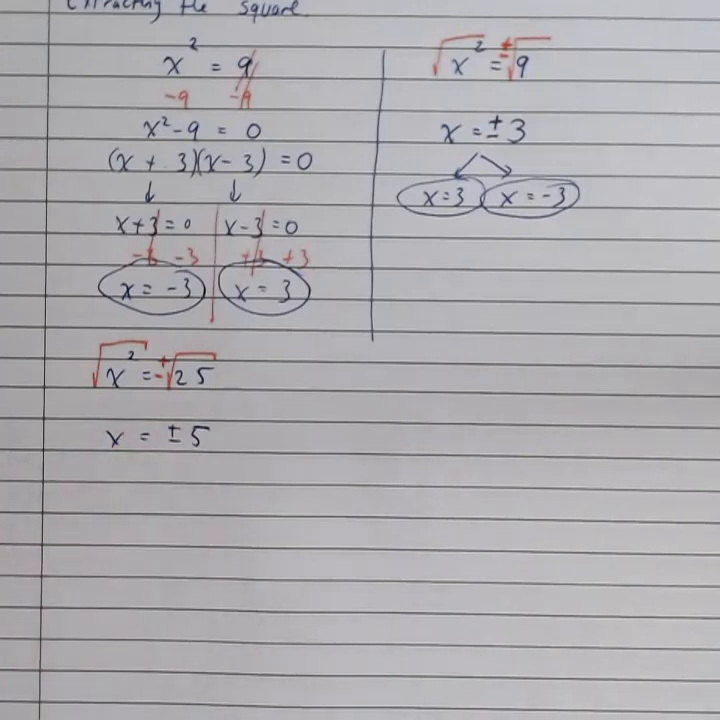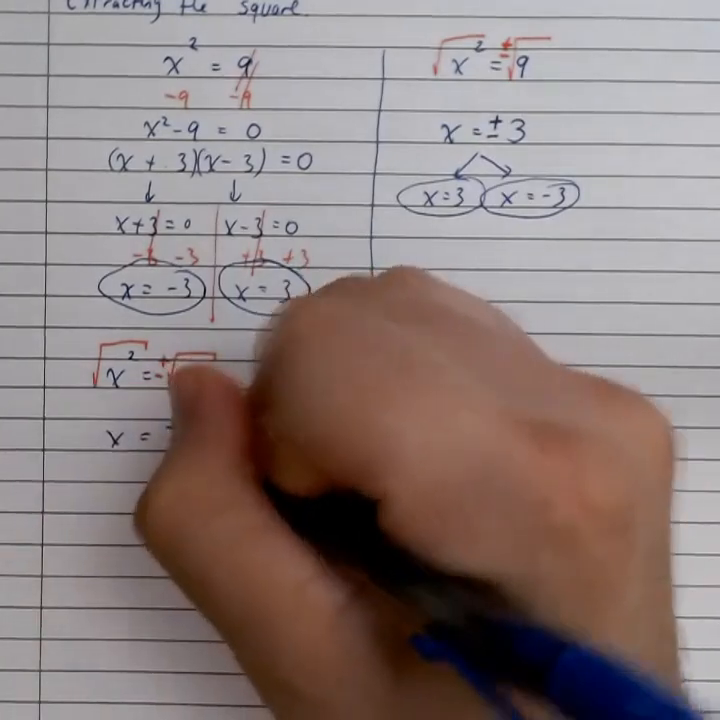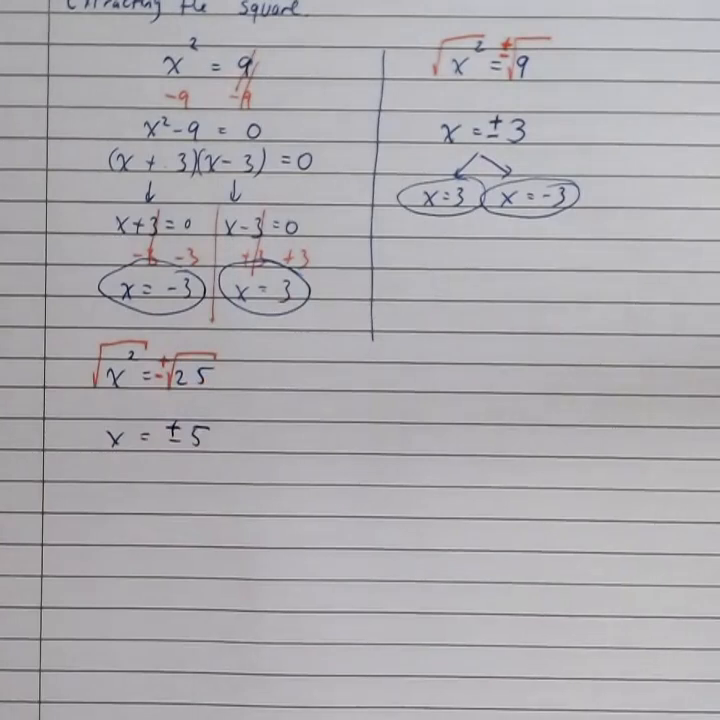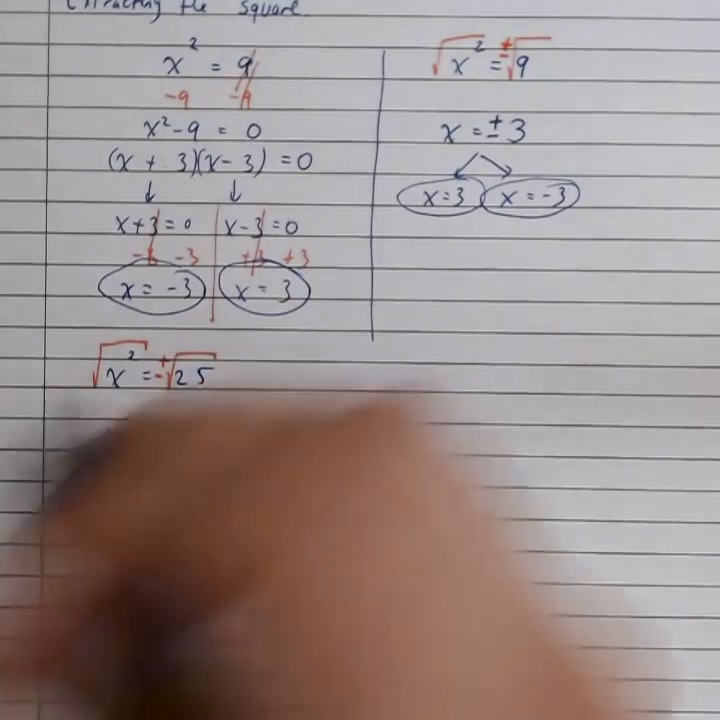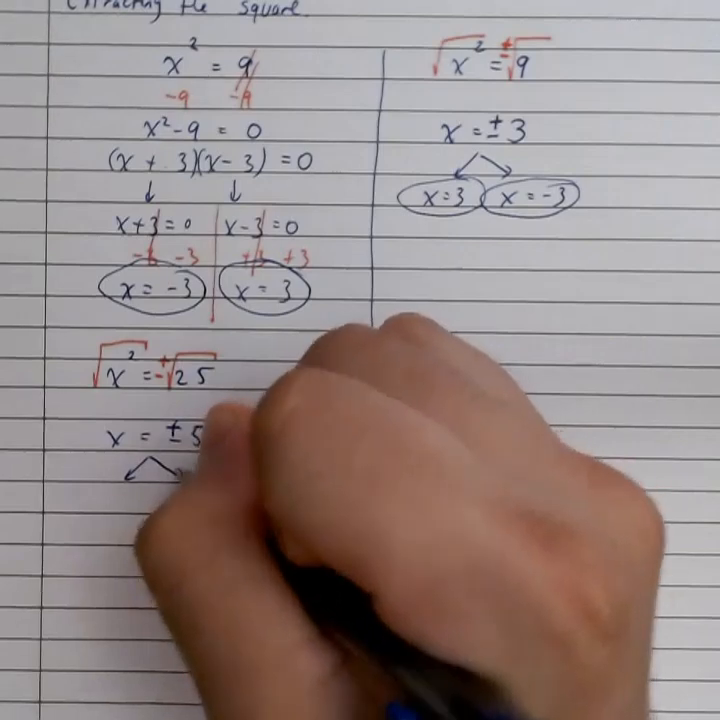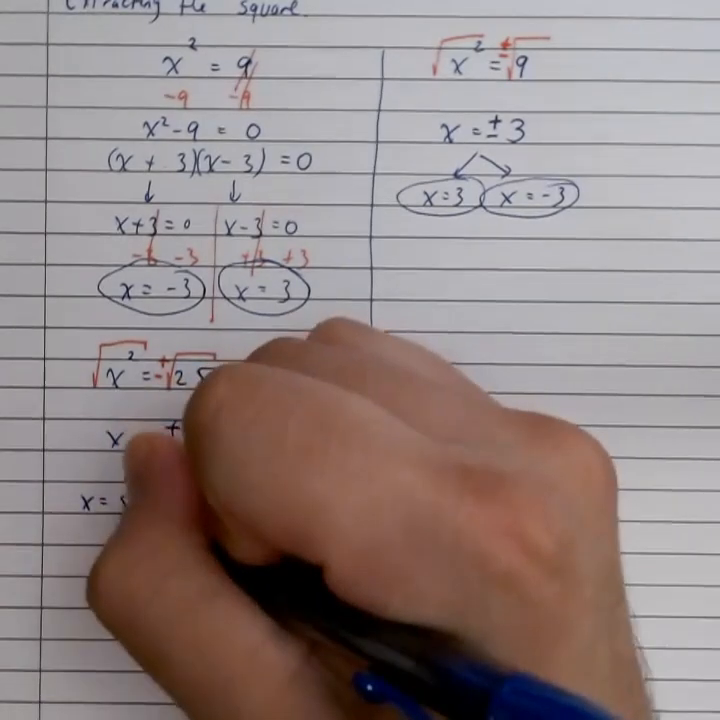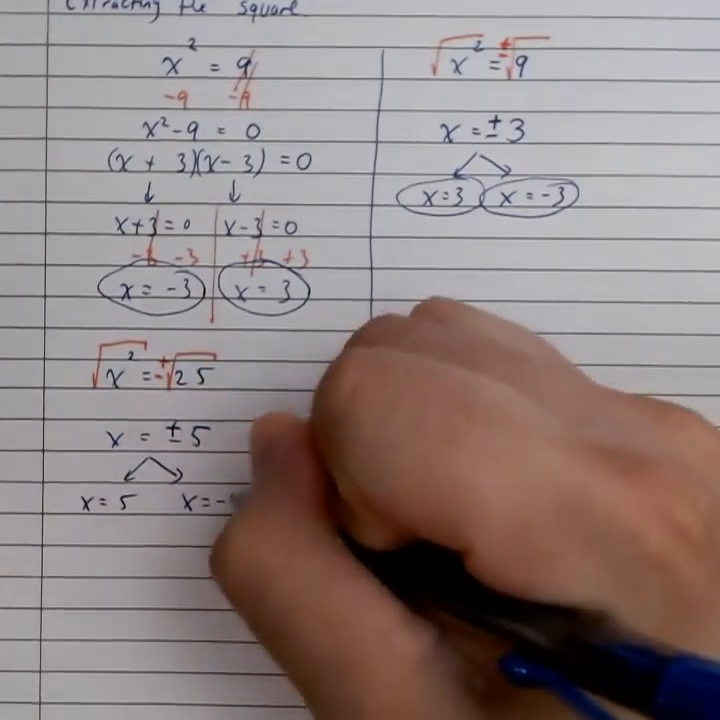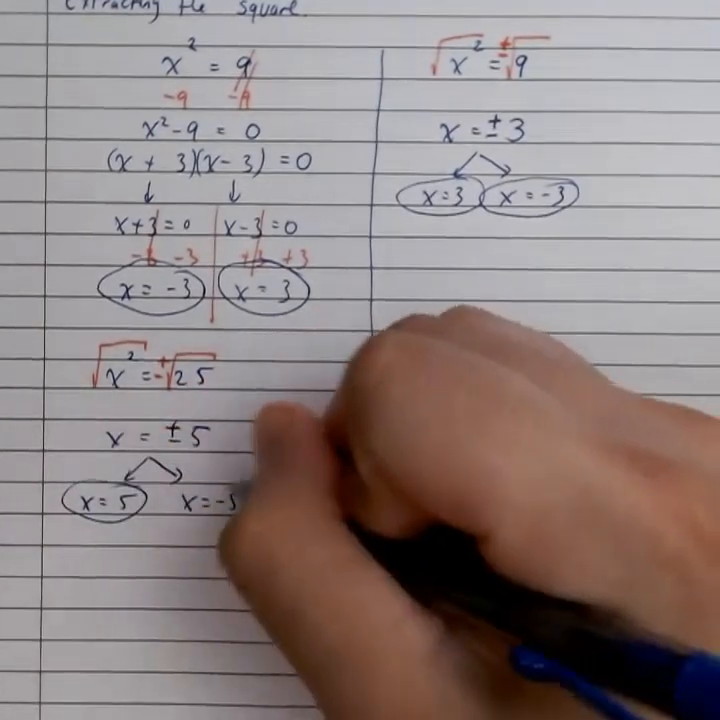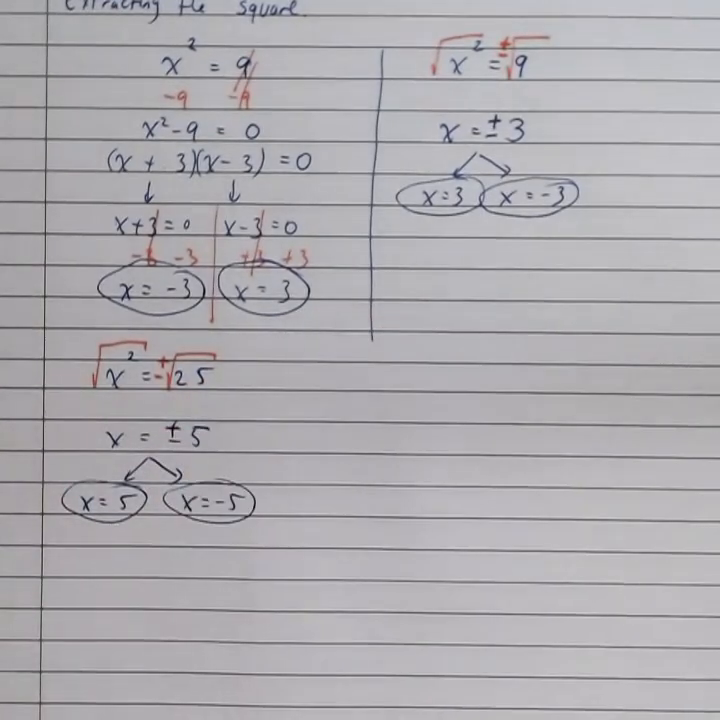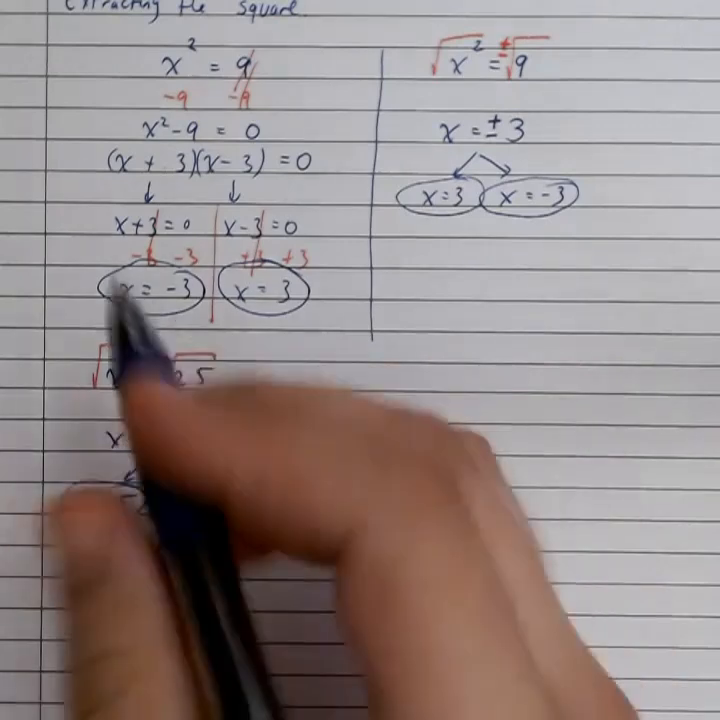x is equal to 5 or x is equal to negative 5. It's okay to write it as plus minus 5. Most people prefer it that way. It's less to write. But do keep in mind this is two separate answers. This means x equals 5 and x equals minus 5. And this will be important later. The fact that there's two answers is an important thing down the line.